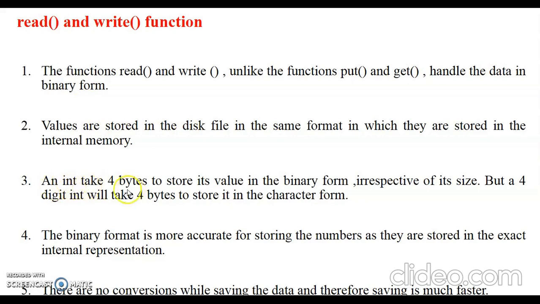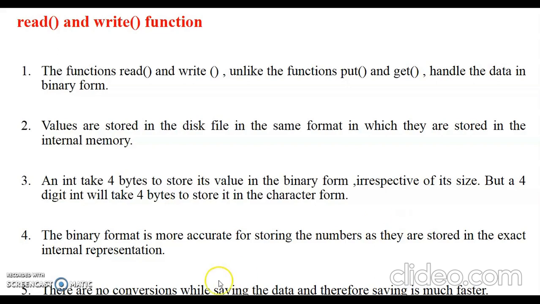An int takes 4 bytes to store its value in binary form irrespective of its size. But a 4-digit int will take 4 bytes to store in character form, because every digit of your integer will be stored character by character. So if your int is 8 digits, it will take 8 bytes.